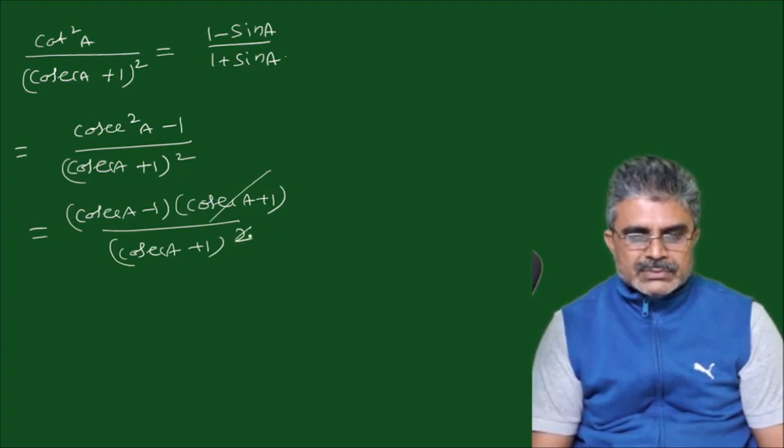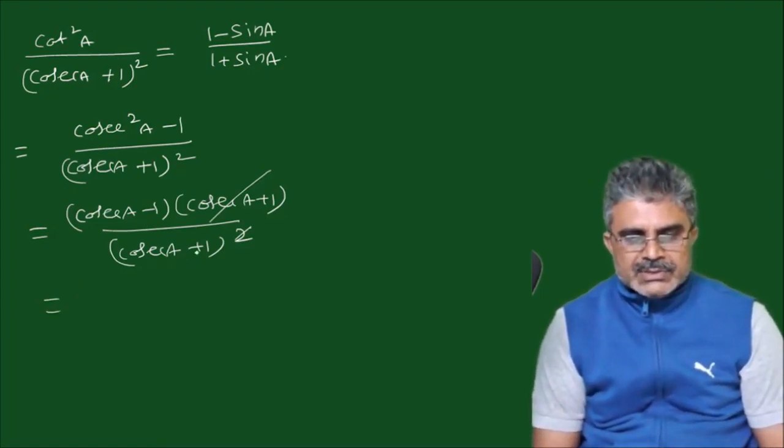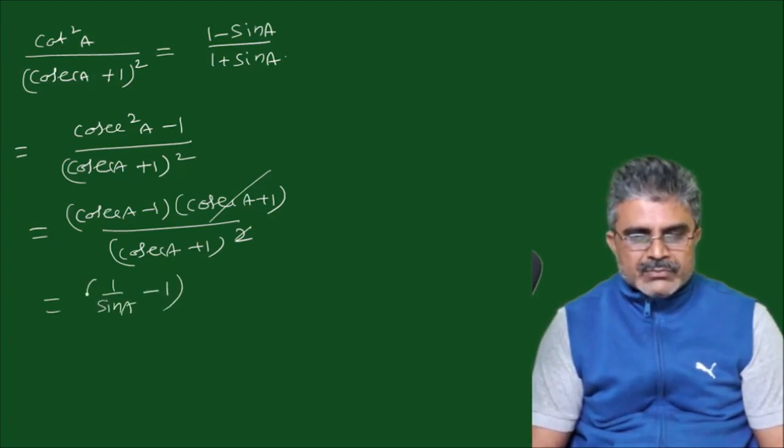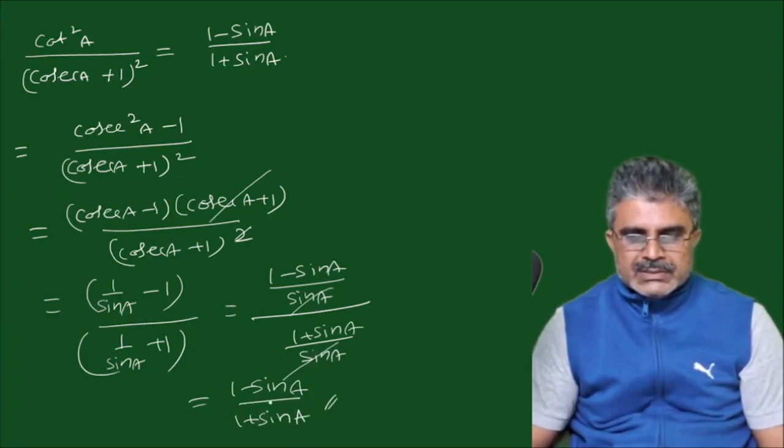So you have a term that should be cancelled in numerator and denominator. You will have cosecant A minus 1 by cosecant A plus 1. Now cosecant I want to write 1 by sin A minus 1 divided by 1 by sin A plus 1. By taking LCMs, with respect to LCM, you have sin A, on top you have 1 minus sin A, and in denominator you have sin A as denominator, and you have 1 plus sin A. Sin A gets cancelled. You will have 1 minus sin A divided by 1 plus sin A. That is what the RHS is.